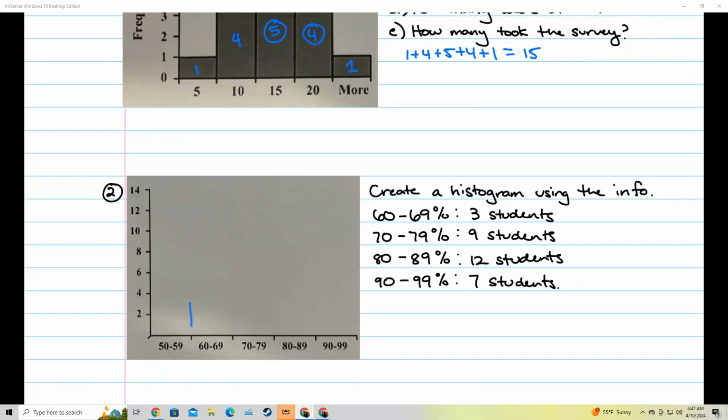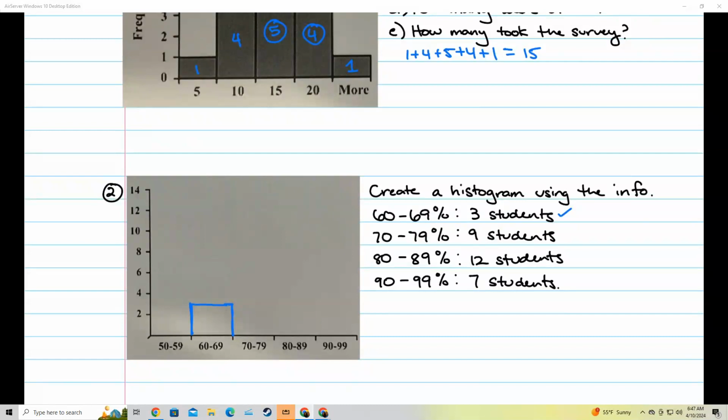You want the bar to go halfway between the 2 and the 4. And this would represent 3 students that scored somewhere between a 60 to 69. So this one is actually done. We're going to put a little check mark there. All right, let's look at the next one.